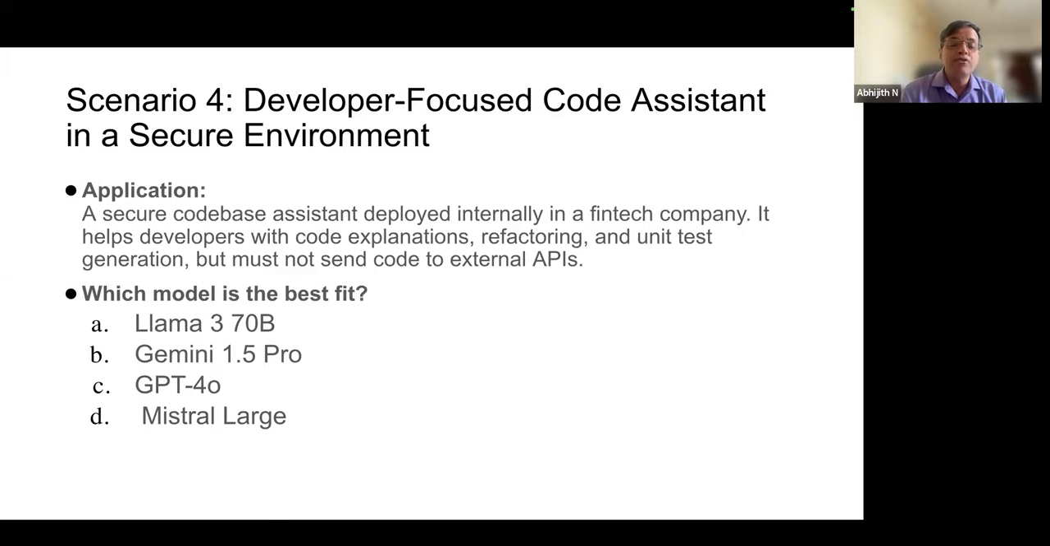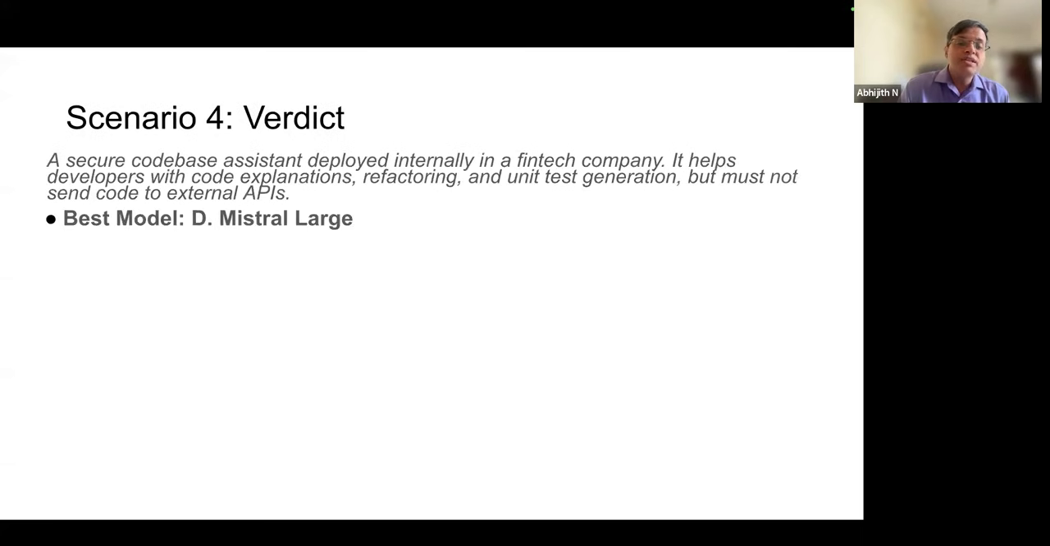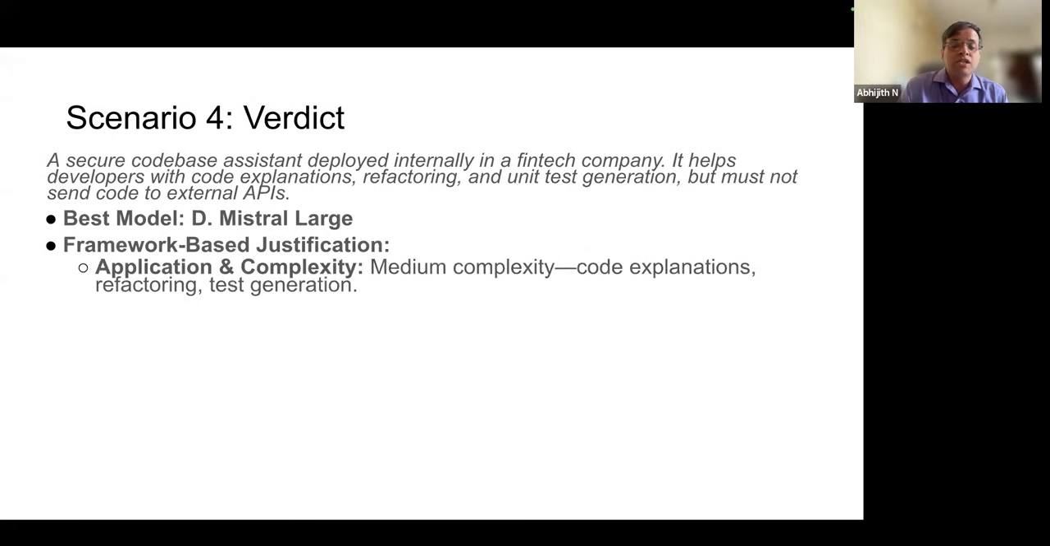Automatically, you can throw out B and C, right? Gemini 1.5 Pro and GPT-4o. Llama 3 70B versus Mistral is where I have to play with. And if you think about Mistral, it's a mixture of experts model. So this would be something which can handle these coding type of questions, diverse questions. So I would choose this, right? Among the available choices, I would use Mistral Large. The framework justification is the complexity of the queries is going to be medium to high.